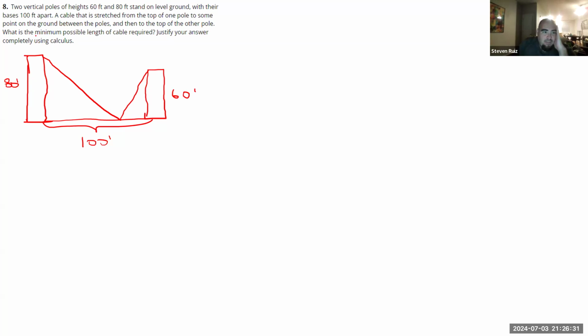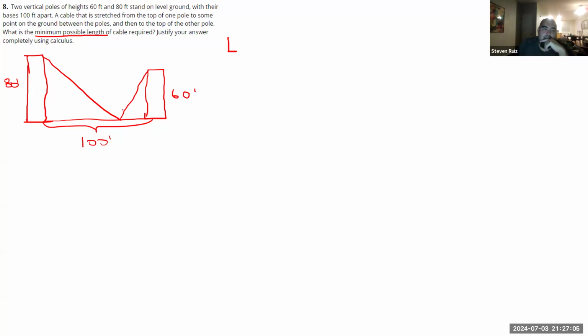Okay, so minimum length, that's a good indicator. That's my objective function. That's what I want to minimize. So what is that? That's a length. How can I think about this length? So let's break this length into two pieces here. How do I find the length of this first piece of cable, the one that goes from the top of this first pole to the ground?